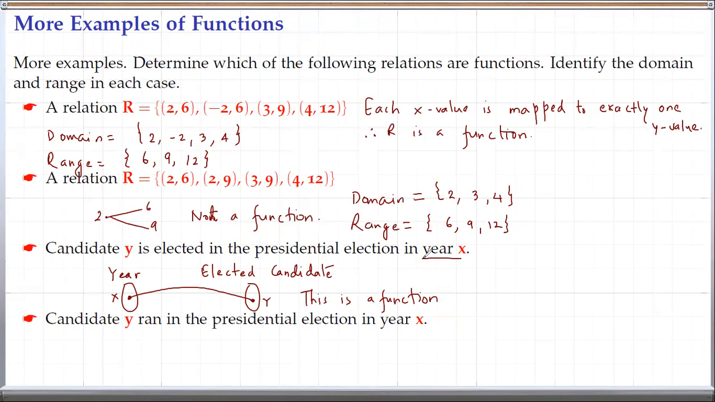There is no X value, there is no year when we have two Y values, when we have two presidents being elected. So that makes this relation a function. We can describe what the domain is and what the range is. So the domain is all the years when we have election. So this is simply the set of election years. And the range will be the set of presidents, basically.